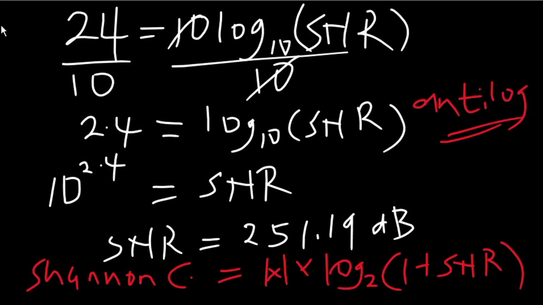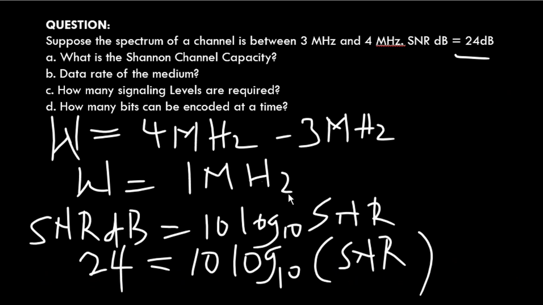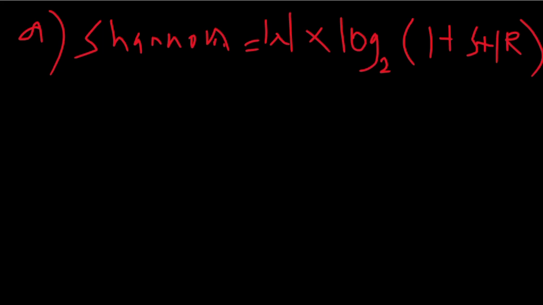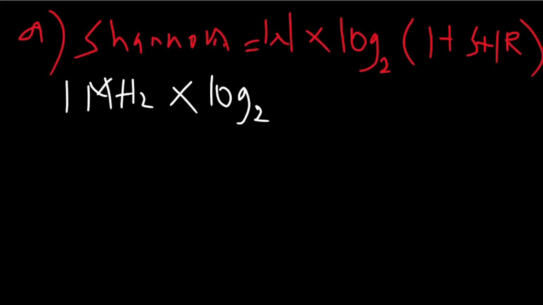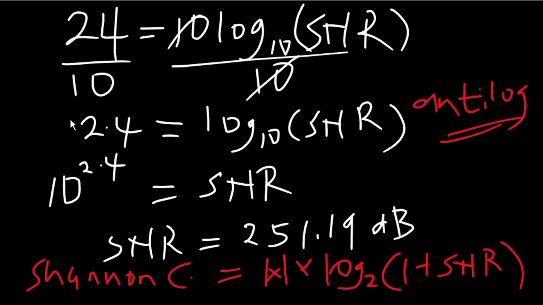As you can see from there, it's 1 megahertz. So our W, which is the bandwidth, is 1 megahertz times log to the base 2 of brackets 1 plus our SNR. So what did we get for the SNR, which is the signal to noise ratio? We had 251.19 decibel.